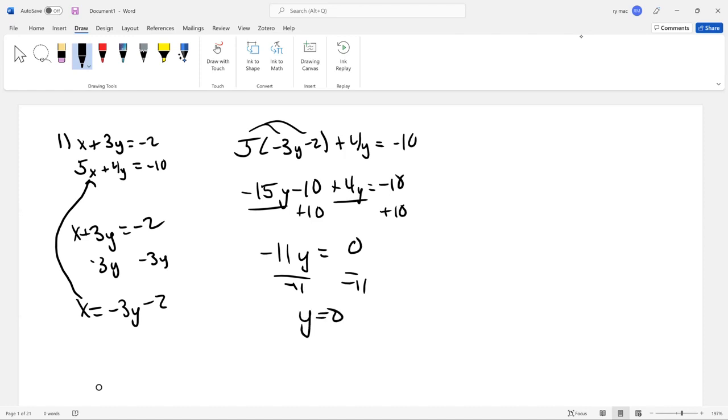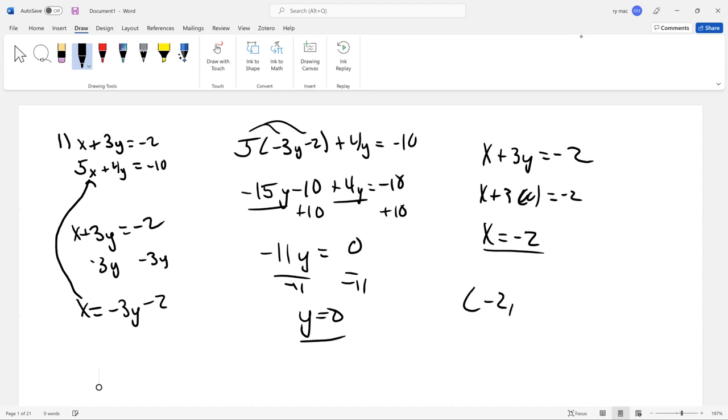Then I can plug it back into whatever one I'll choose. I'll take the top one. So I'll say x plus 3y is equal to -2. So if I plug in my 0 for y, I get that x is equal to -2. So I'd write that as my solution is -2, 0.